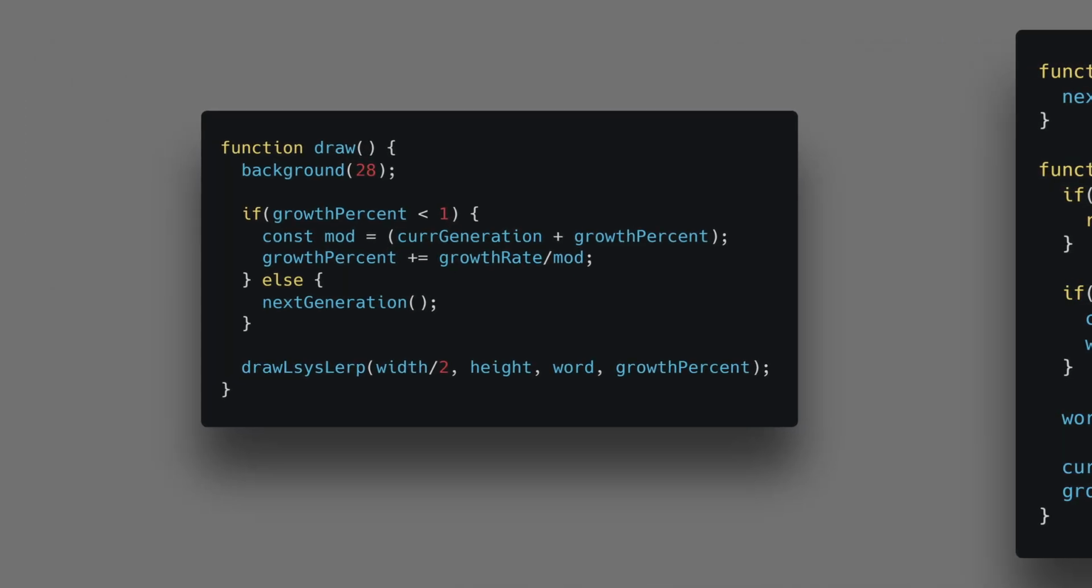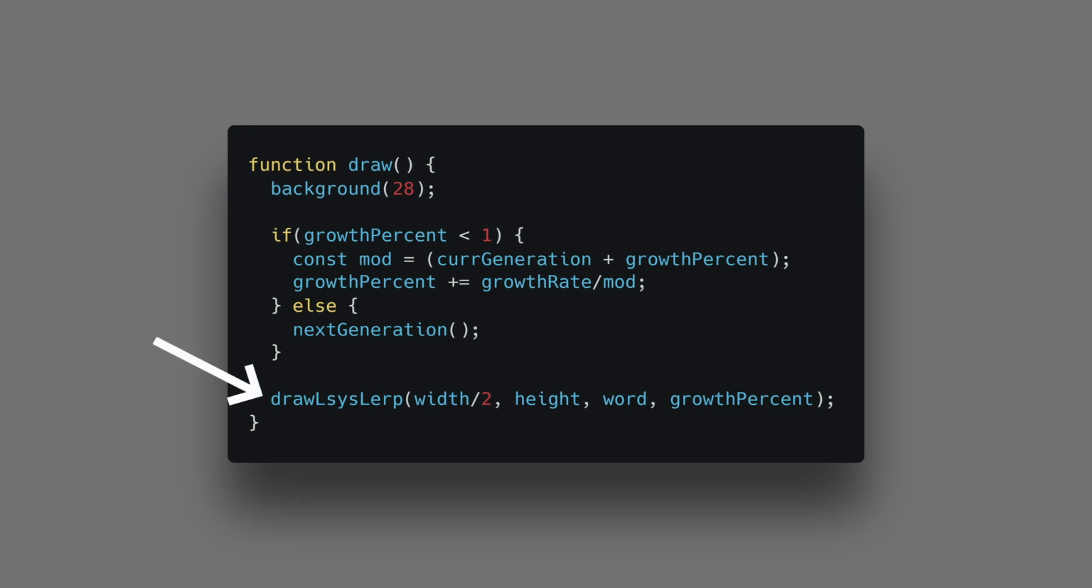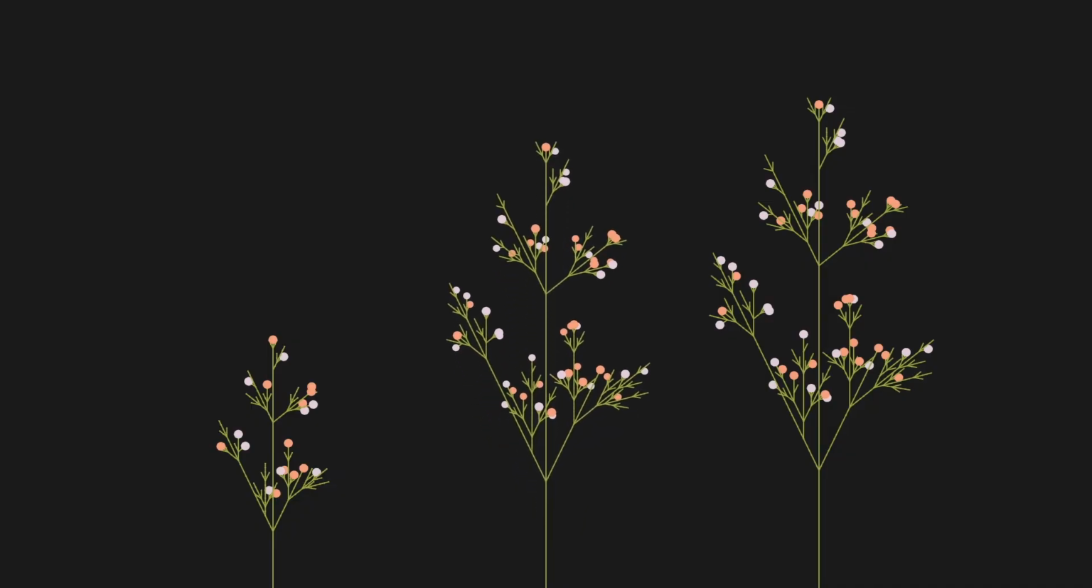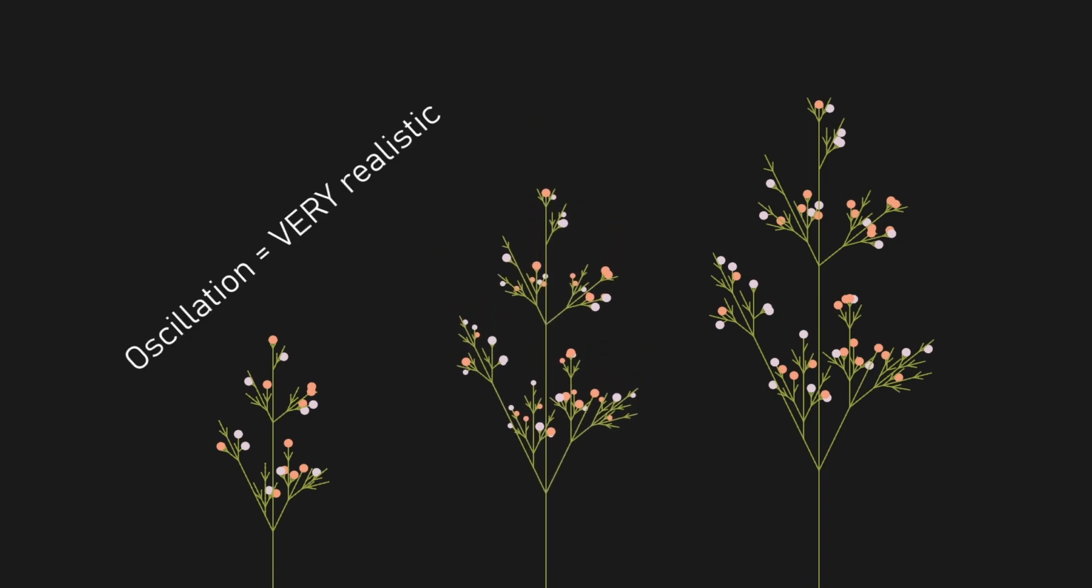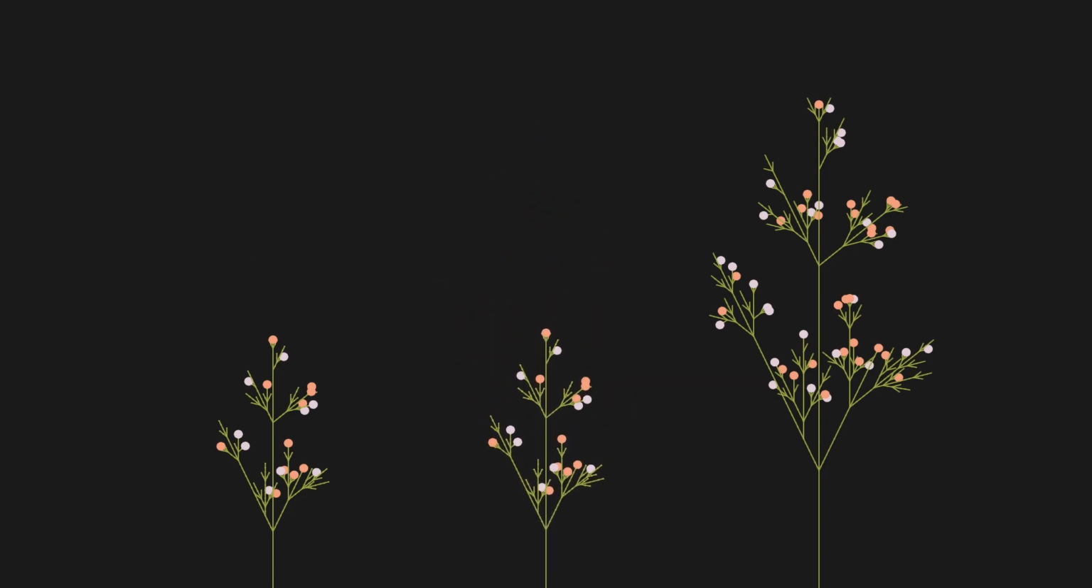Moving back to the draw function, we're going to use our draw lsys lerp function to draw our L system on the screen. You can see we're giving it a position of the bottom middle of the screen, and we're passing in our word that we've generated as well as the growth percentage. So I'm coming up with the T value for our lerp by just advancing through it over time. However, you can come up with the T value however you want. One idea could be to use the sine or cosine function to oscillate the value between the two states, or any other number of things you can come up with.